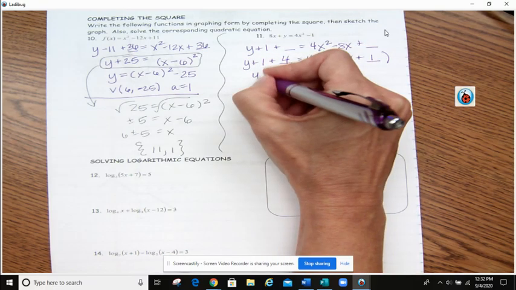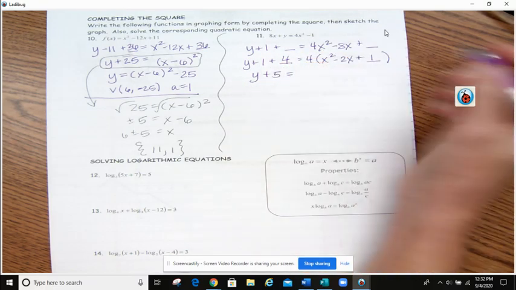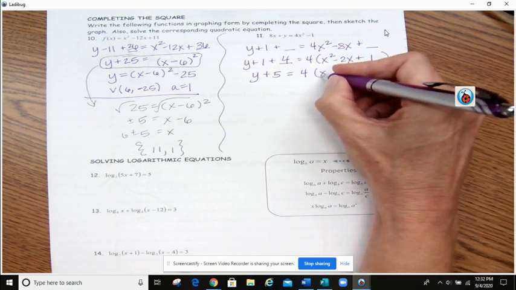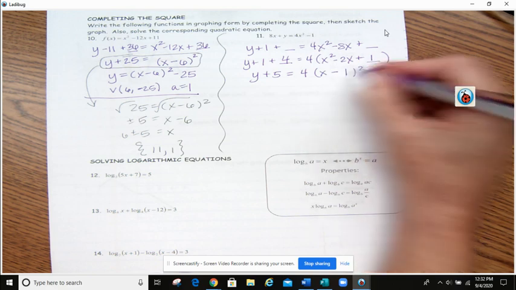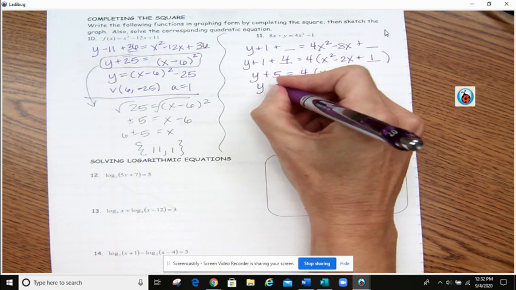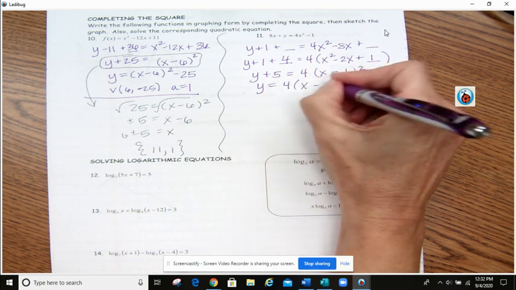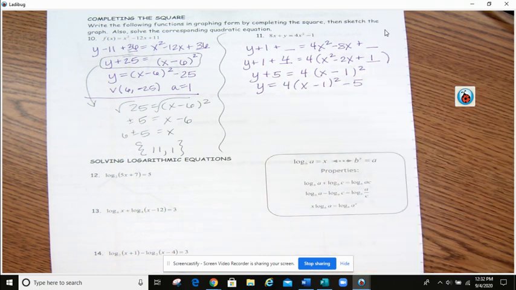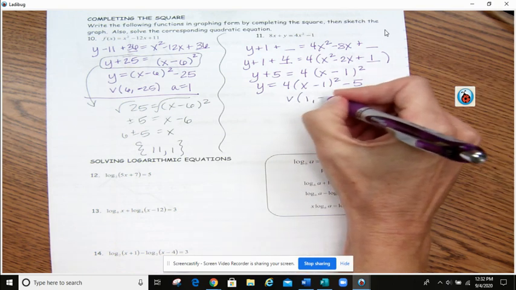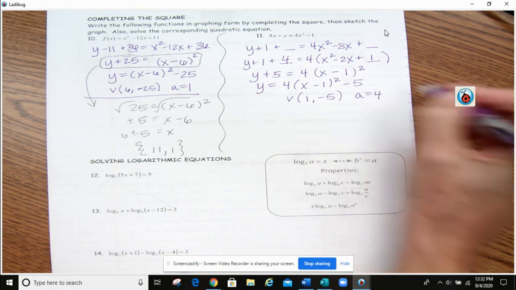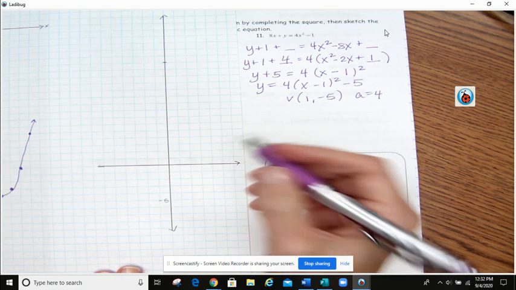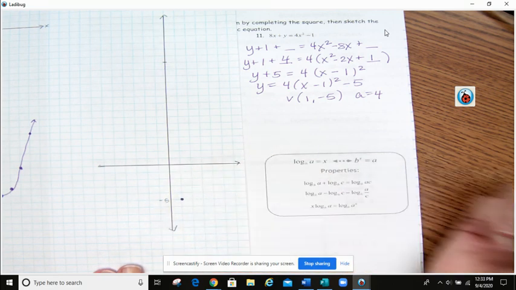Then I can combine my constants on the left, and I can factor my perfect square trinomial on the right. It would be x, the sign from the middle term, the square root of that perfect square. All right, and then to get it in graphing form, I just need to isolate the y. So this graph will have a vertex of (1, -5), with an a value of 4. So let's look at that graph. Okay, so the vertex is (1, -5), and then an a value of 4.